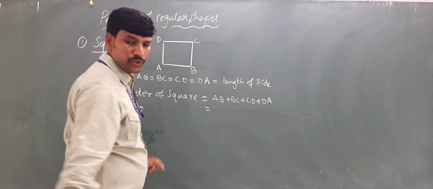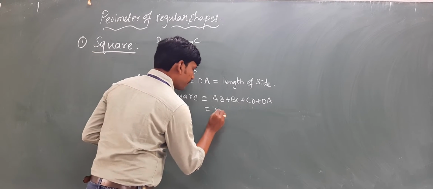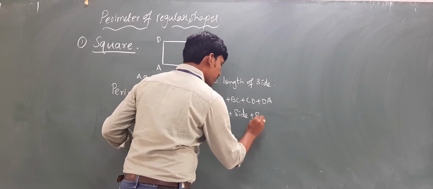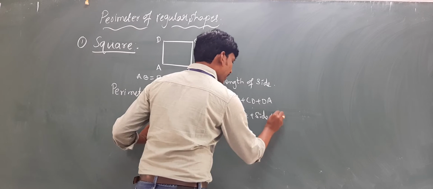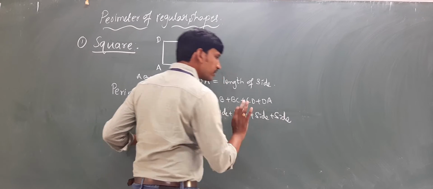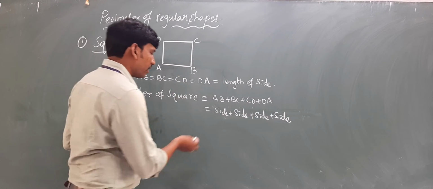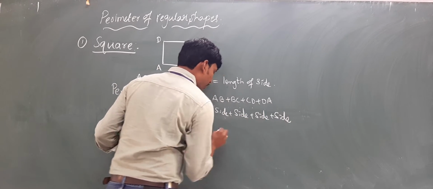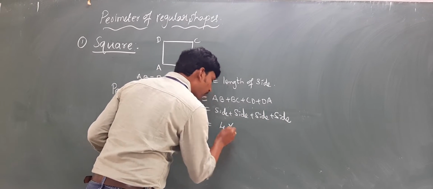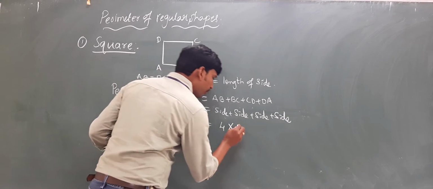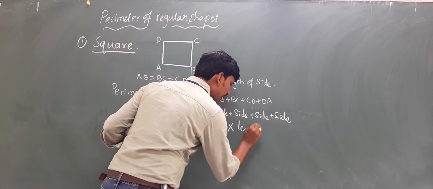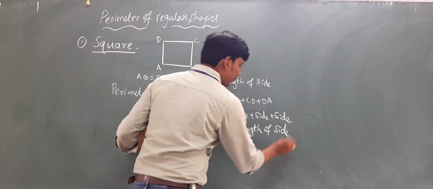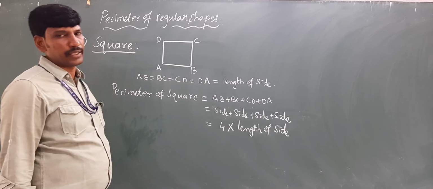So side plus side plus side plus side. How many sides are there? 4 sides are there, all equal to each other. So side plus side plus side plus side is equal to 4 into the length of the side. You can write directly 4 into side or 4 into length of the side.